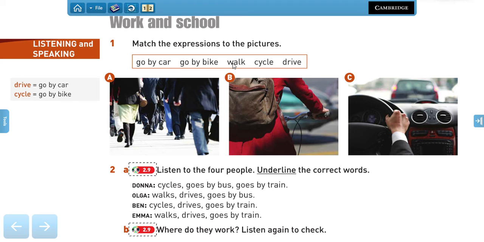We say walk, right? Walk. We don't say go by walk. No, we just say we walk.